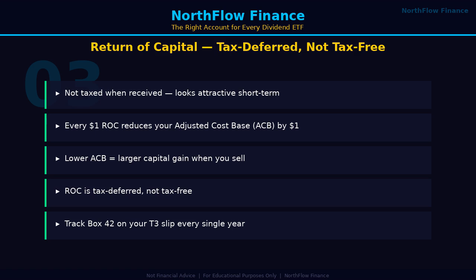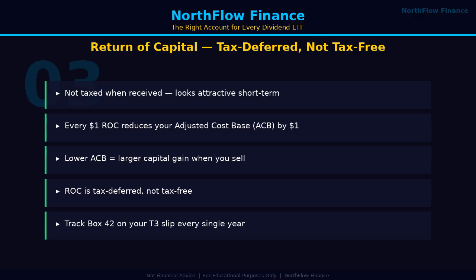So if you paid $10 per unit, and over the years you receive $2 of return of capital, your ACB is now $8. When you sell for $15, your capital gain is not $5, it's $7. The ROC wasn't tax-free. It was tax-deferred. And here's the part that catches people off guard. If you've held an ETF for many years without tracking your ACB adjustments, you can arrive at the point of sale with a much larger capital gain than you expected.